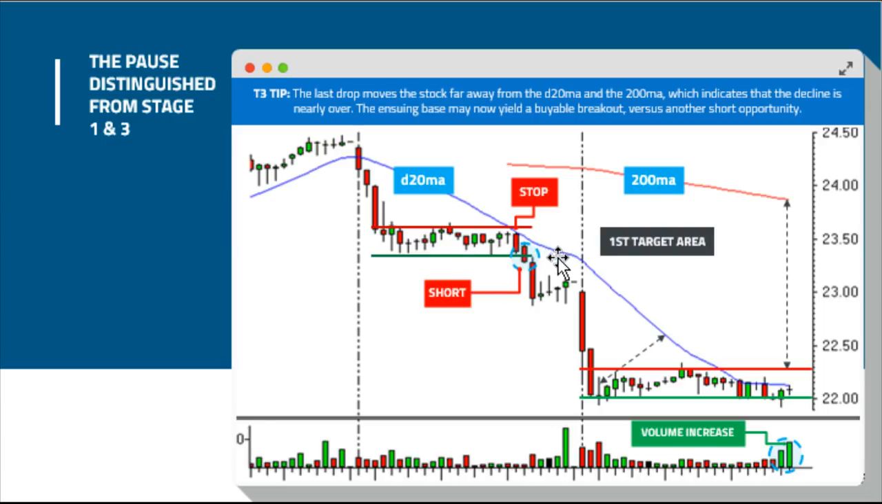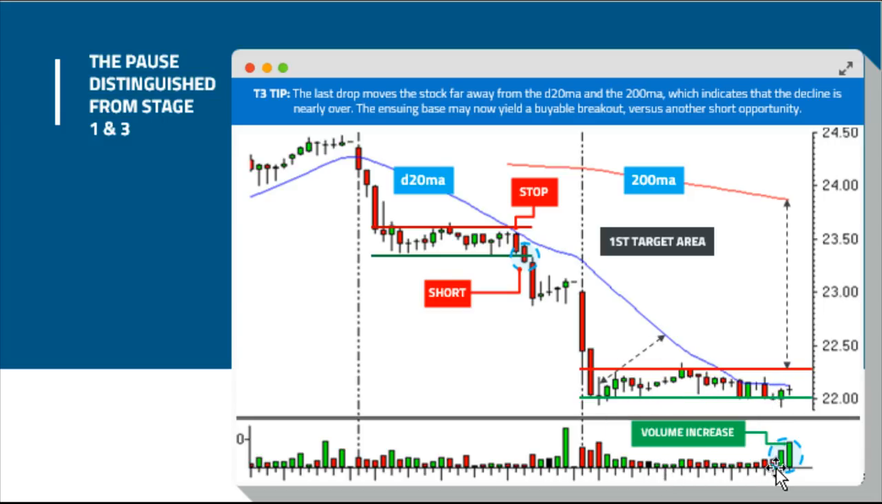Breakdown, but then look at this base. Was that a continuation base? Uh-huh. This was continuation right off the declining 20, not extended, small bars, low volume. Look at the bars here. These bars are the biggest. We said if the last bars are the biggest and you go sideways, be careful. That's usually a reversal. Not only that, but the base wasn't very neat. It was all over the place.